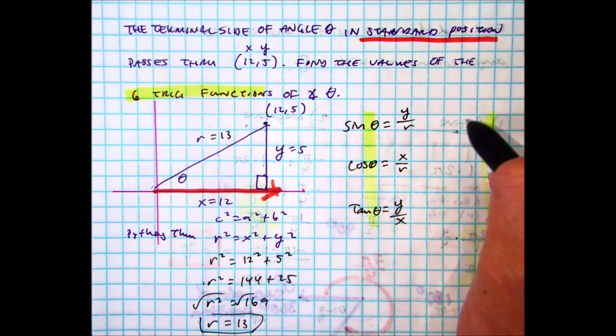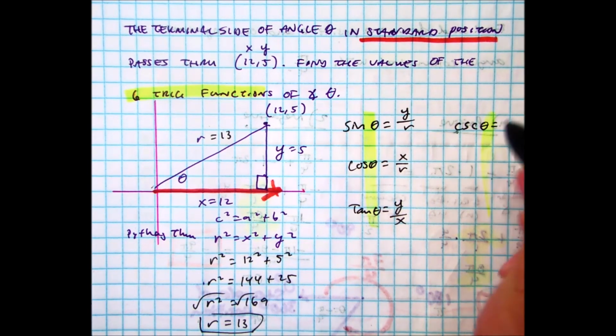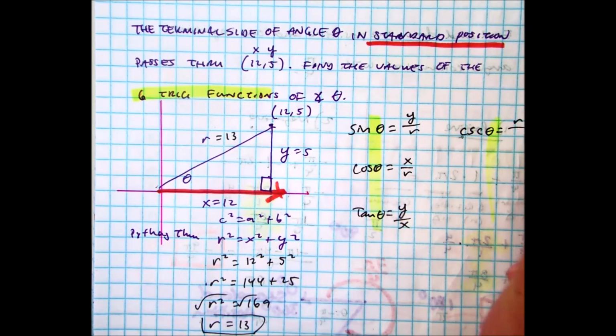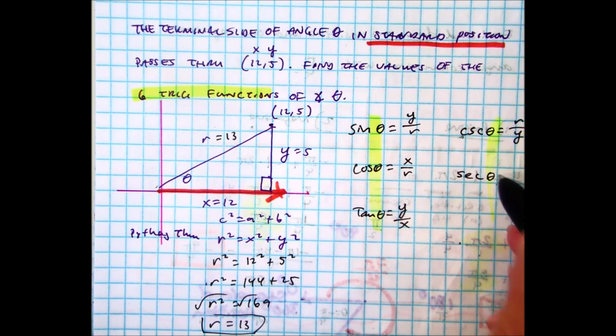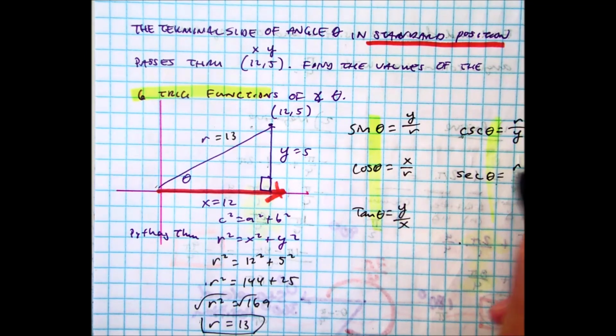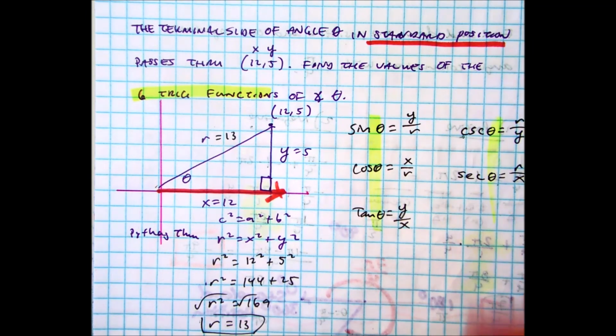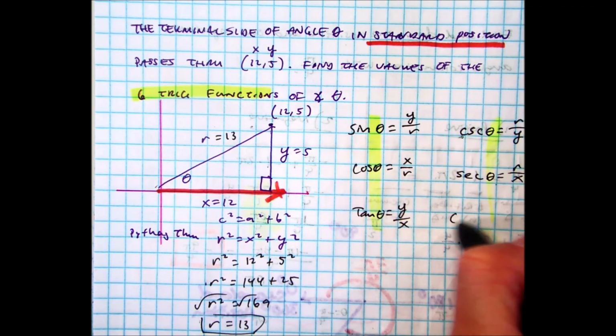Boys? Letters? Boys? r over x. Girls? Cotangent.